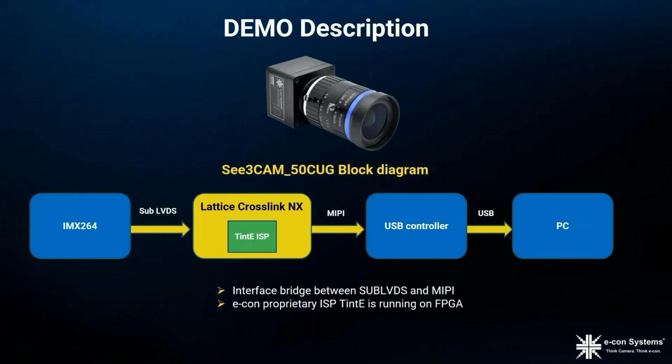We can see a demo of the e-con Systems C3CAM 50 CUG embedded vision camera, which uses a Lattice CrossLink FPGA. In the C3CAM 50 CUG, the FPGA has been used for interface bridging and also to run an e-con Systems proprietary TINTI ISP. In this demo, we can see the controls of the TINTI ISP for changing brightness, contrast, exposure time, individual gains of RGB pixels, etc., and the image quality in indoor and outdoor environments.